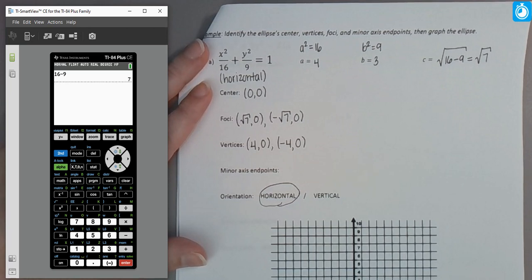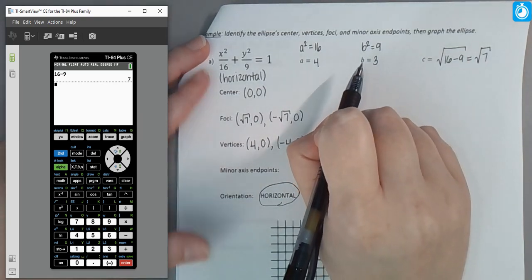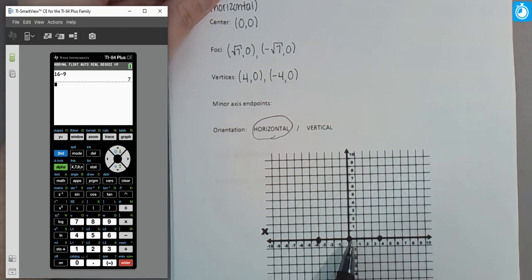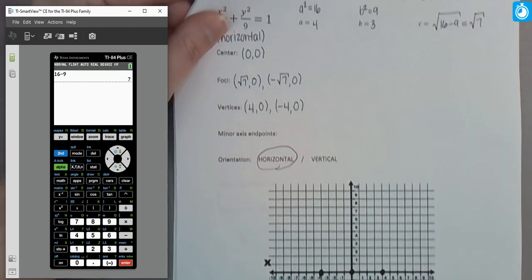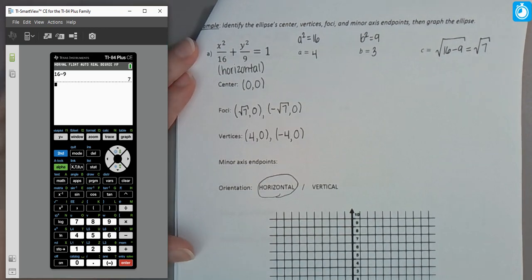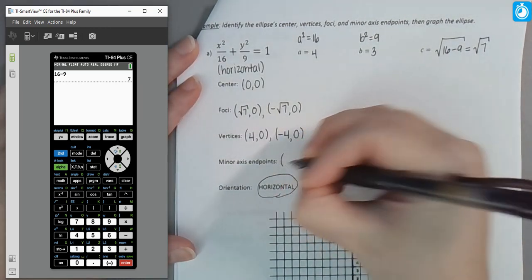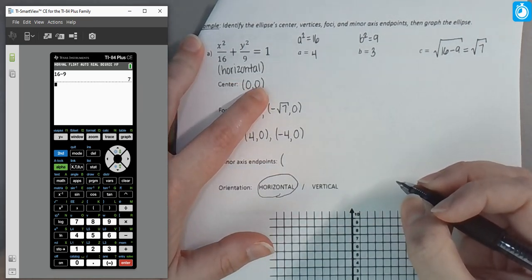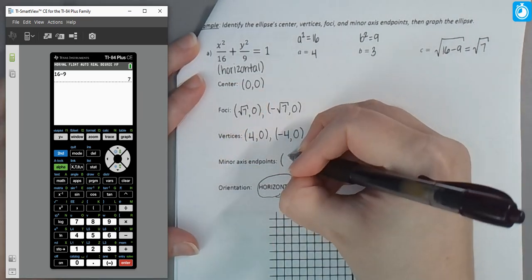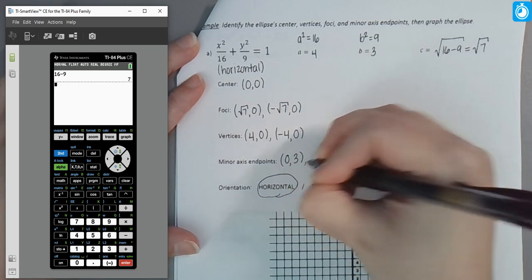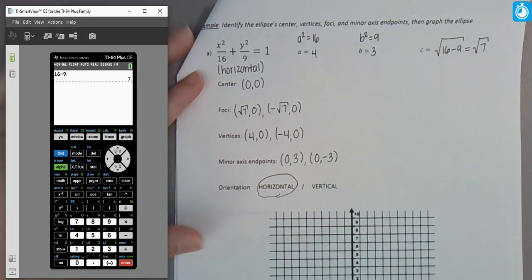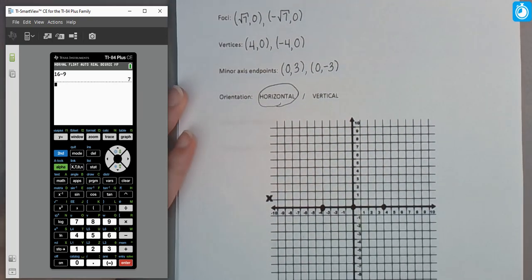Now, if our major axis is horizontal, that means our minor axis is going to be vertical. So B units, in this case, above our center and below our center. So 3 units above the center, 3 units below the center. So that means we're going to hold our x coordinate constant and then increase the y coordinate by b and decrease it by b as well. So that's going to be 0, 3 and 0, negative 3. And so we can put those points on our graph as well.